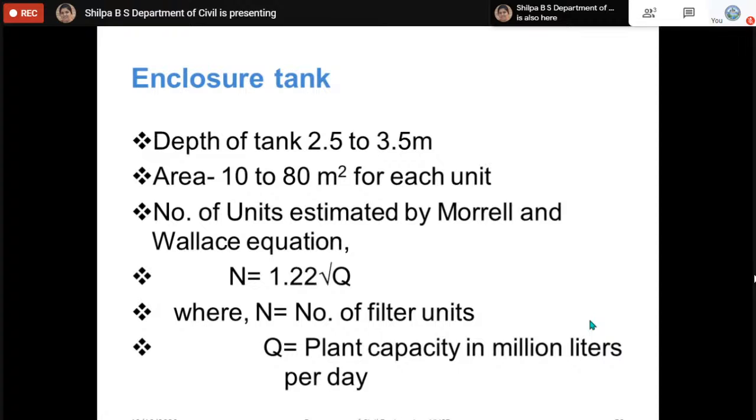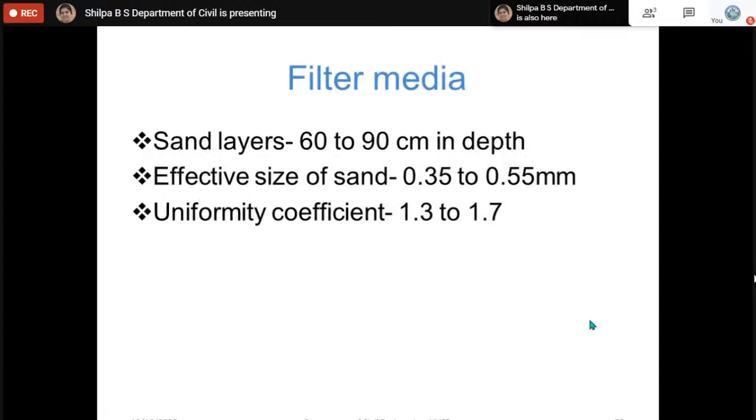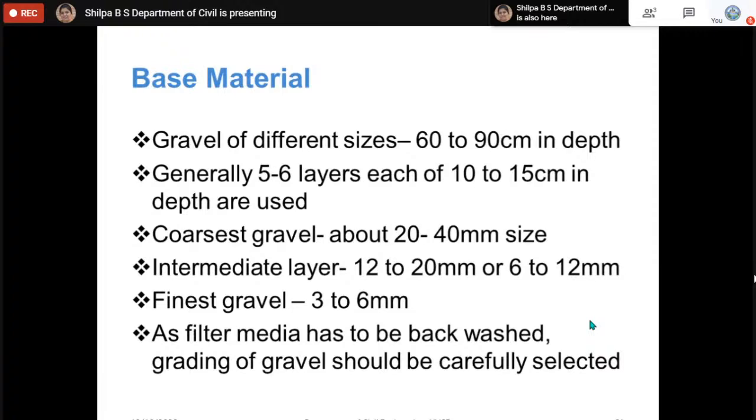N equals 1.22 times the square root of Q, where Q is substituted in terms of MLD. And coming to the filter media, the sand layers will be about 60 to 90 centimeters in depth. Effective size is 0.35 to 0.55, and the uniformity coefficient is 1.3 to 1.7. Whereas the base material, that is the gravel, is again 60 to 90 centimeters in depth.